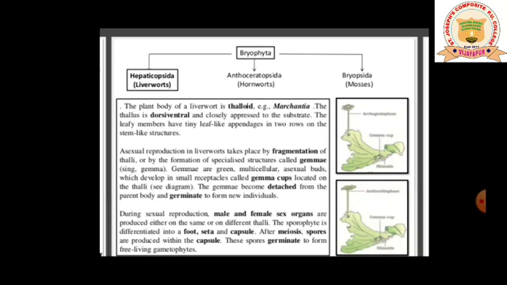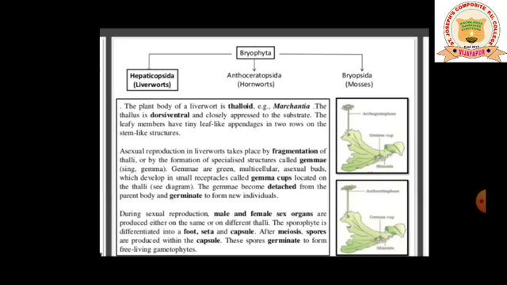The gemma become detached from the parent body and germinate to form a new individual. It's just like fragmentation. The whole body is going to divide into small fragments, and each fragment is going to grow into a new thalli or new Marchantia.